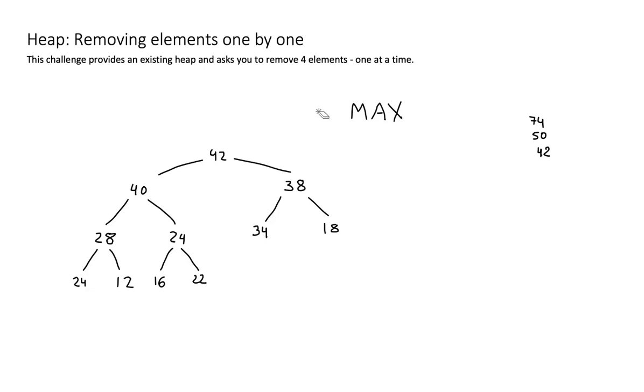So at this point, I'm going to show you what I do. I remove my root, 42. I bring up the last element from the last row. This is 22. So 22 is right here up in the root position, but 22 is not greater or equal than the children, so it has to sink. I check which is the bigger one. It's 40, so 22 is going to sink, 40 is coming up.